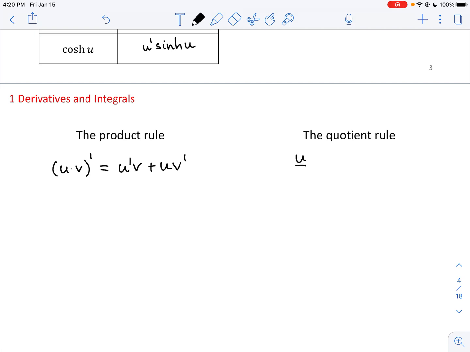Quotient rule is similar. If you have u divided by v, and you want to do the derivative of a quotient, you do the derivative of the numerator, so u prime times the denominator, minus the numerator times the derivative of the denominator, all over the denominator squared.